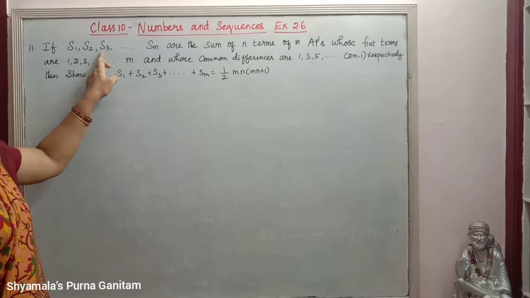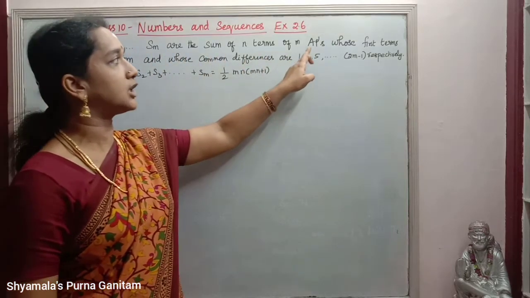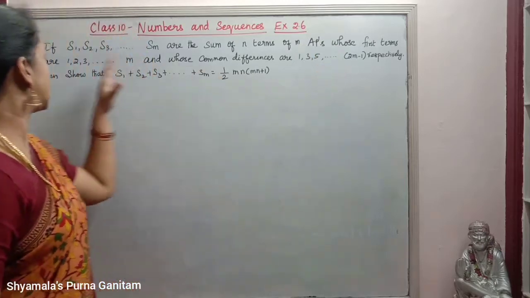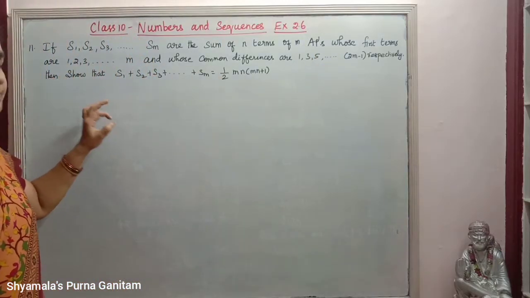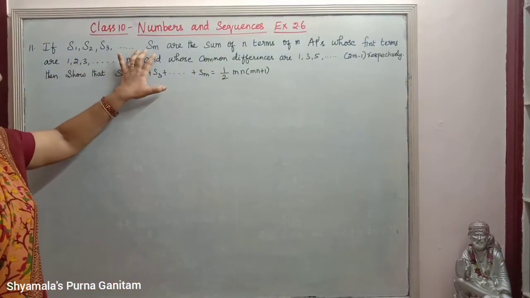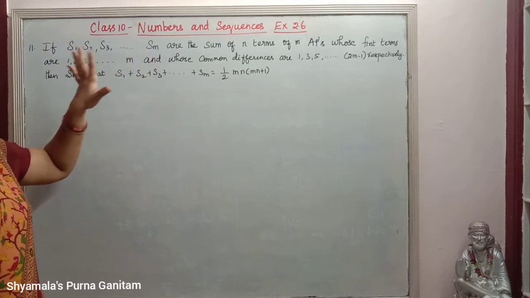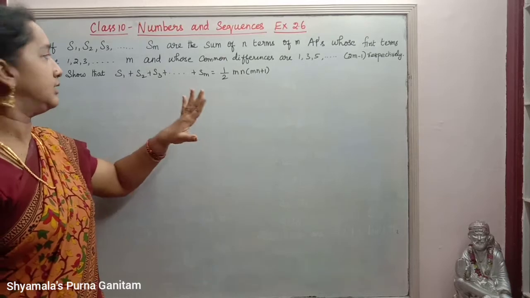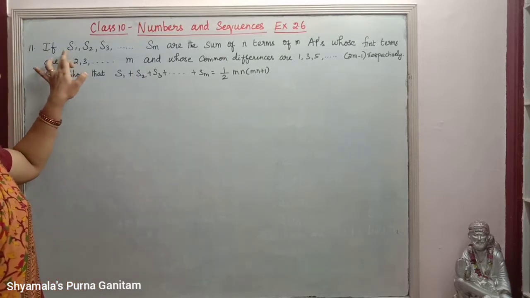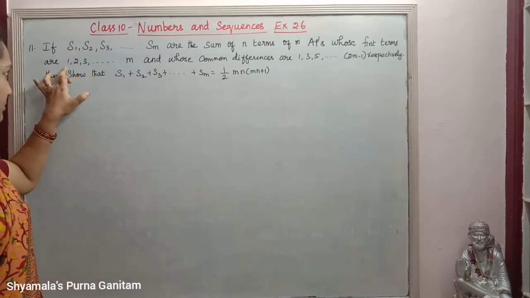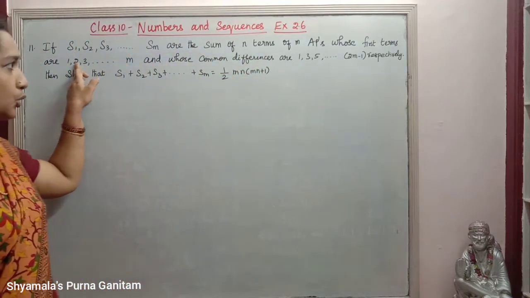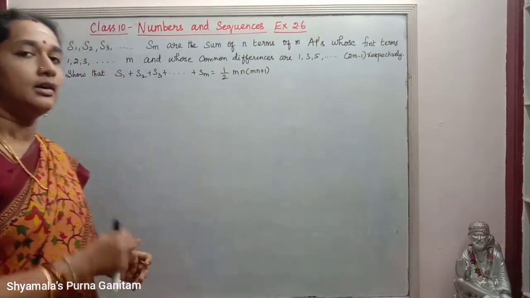If S1, S2, S3 are the sum of n terms of m APs whose first terms are. So here the sums of the terms are given as S1 to Sm. Then for S1, the first term is 1 and the common difference is 1. The first term is 2, the common difference is 3.